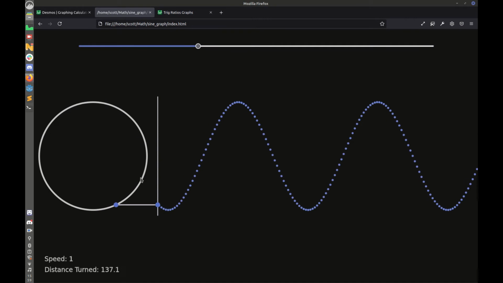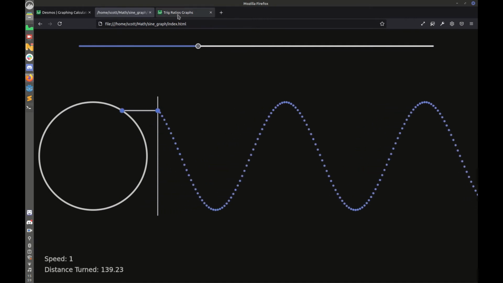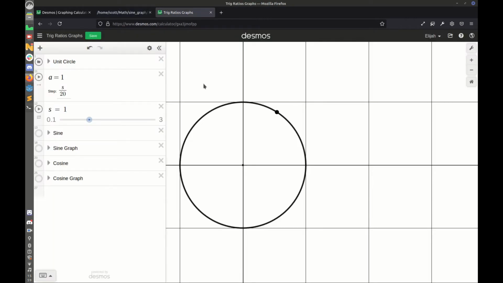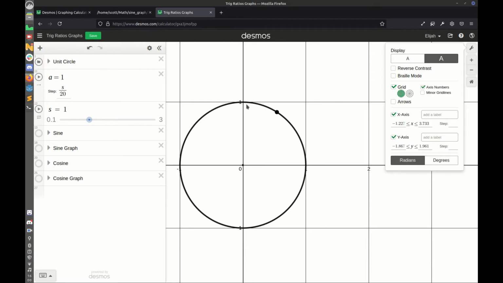So we're going to move away from this simulation here and go over to a Desmos graph that I have prepared for you guys. So here we have essentially the same thing, but it's our unit circle this time. We have the circle and it's centered at the origin, and if you see, it has a radius of 1 there.